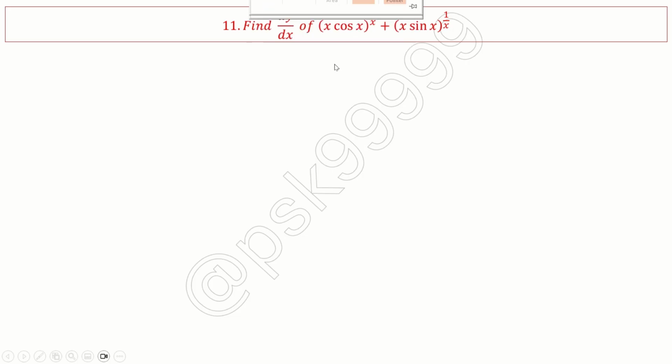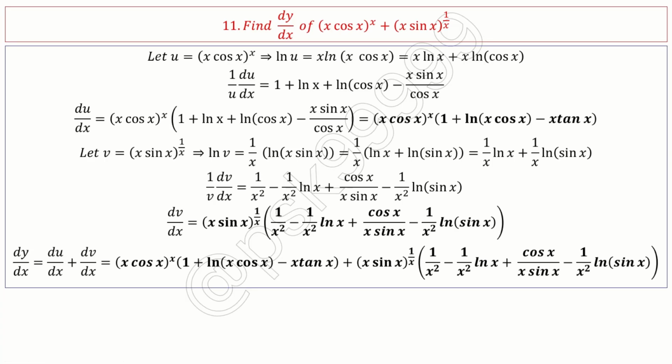You assume the first term is u, the second term is v, and then take logarithm on both sides. Okay, so by taking logarithm, you can easily solve this differentiation. So u equals (x cos x) whole to the power of x, then log u equals x times log of (x cos x), which is nothing but x log x plus x log cos x. You can do it this way.